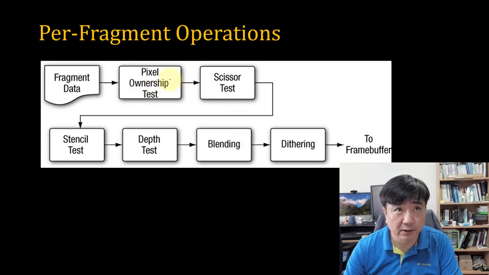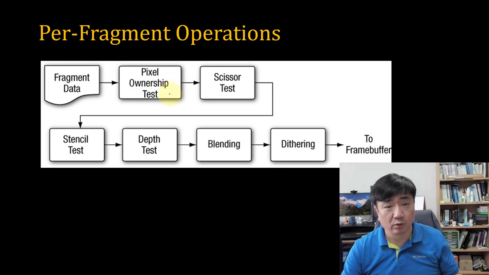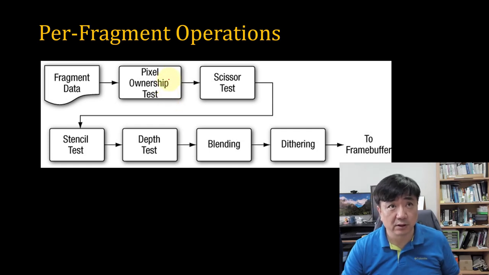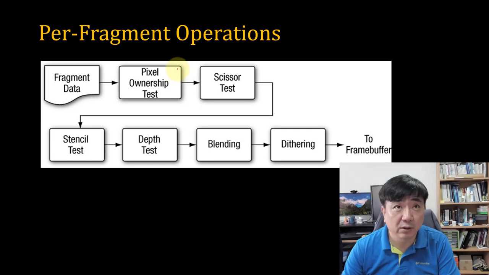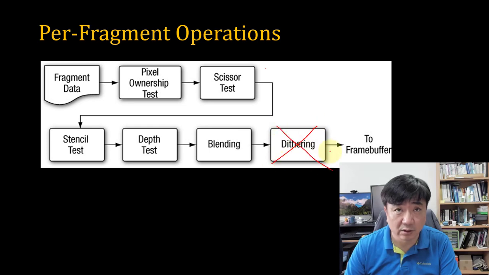The first thing is the pixel ownership test. I said that if a window is overlapped on the GL application, then we need to check the pixel ownership test. So the pixel ownership test is related to the operating system and windowing system. So you don't have to do anything for the pixel ownership test. And then scissor test, stencil test, depth test, and blending and dithering. Dithering is not commonly used. So after blending, it will be stored in the frame buffer.